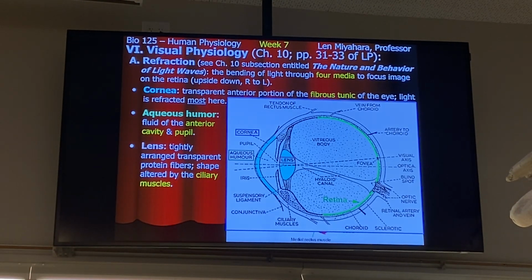Then it hits the lens, and this is the only refracting media of the four that readily changes. And we're gonna talk about that briefly. Visual accommodation. And then finally, the jelly in the posterior compartment is vitreous humor that also bends the light. So all four of these structures bend the light, hopefully to a perfectly sharp image on the fovea centralis. Everybody got these four?